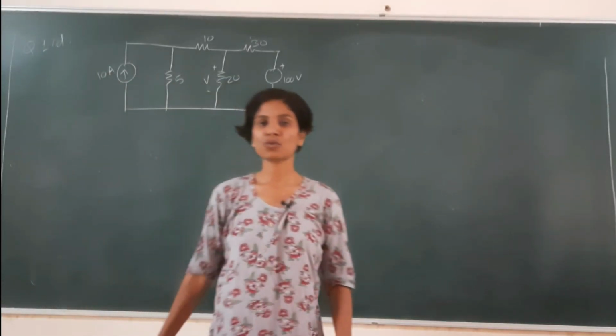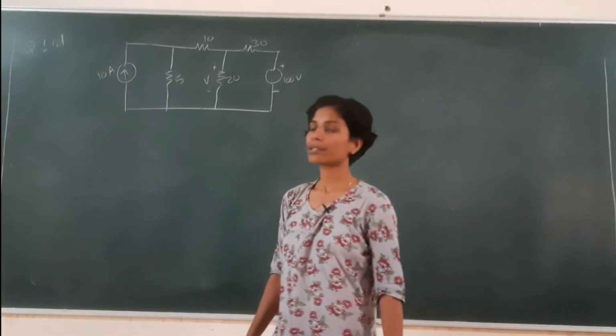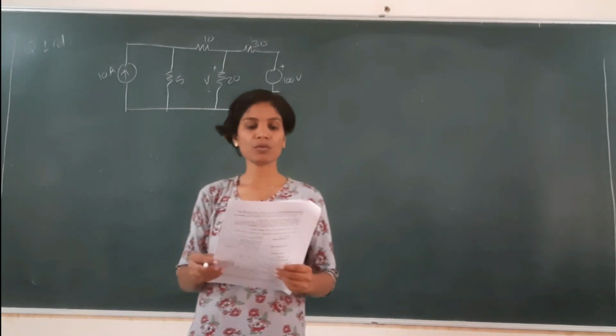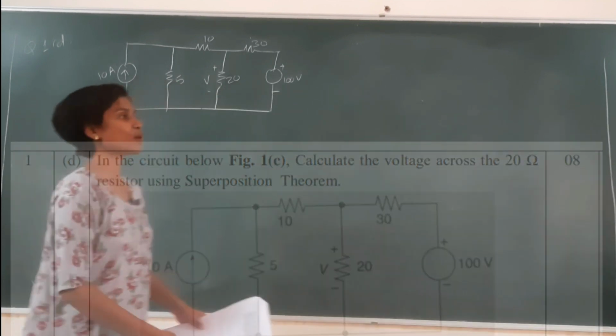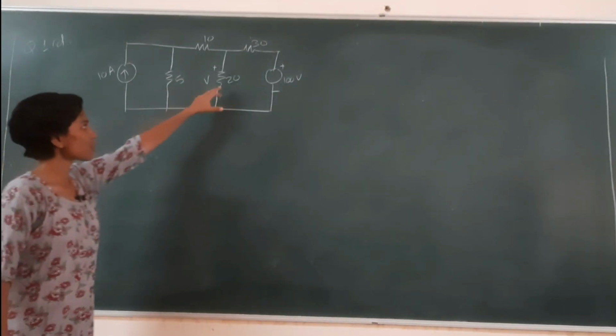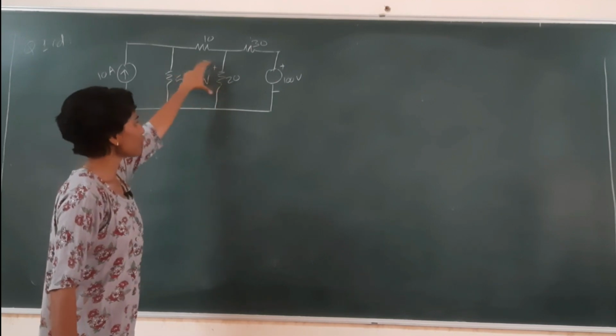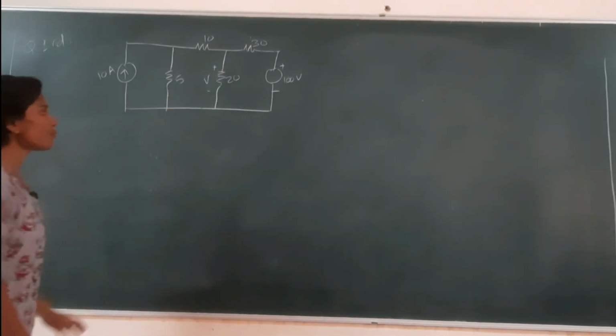Yes, so this is our last question of this series, that is question number 1D, and the question is: in the circuit below, calculate the voltage across the 20 ohm resistor using the superposition theorem. So we have to apply the superposition theorem to calculate the voltage across this 20 ohm resistor, okay? This we have to calculate. So now we are going for the solution.